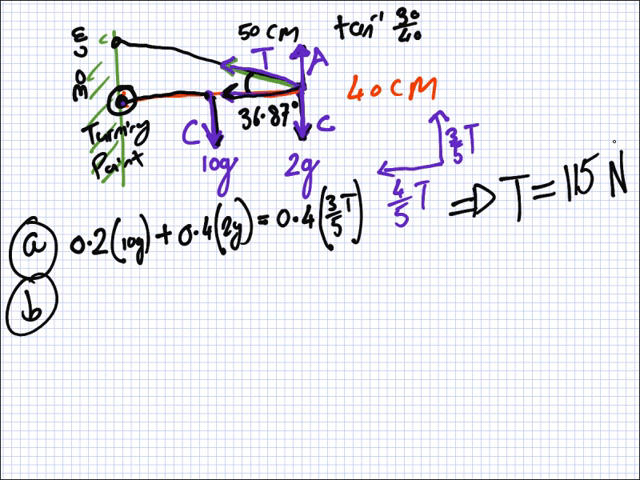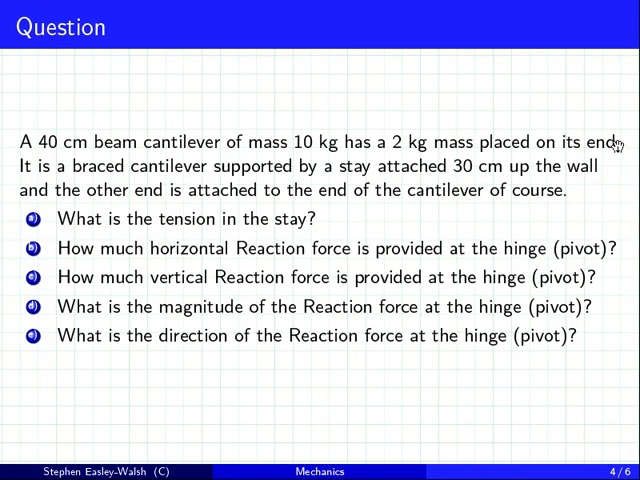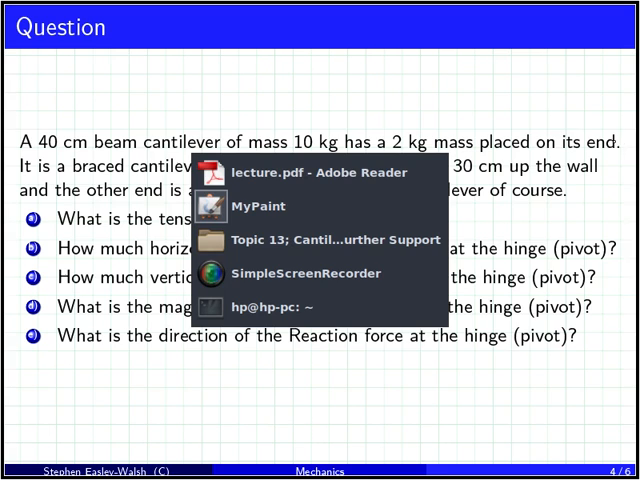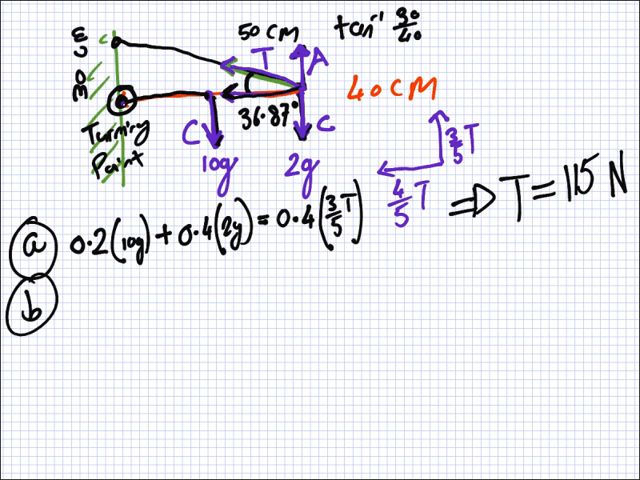Oh, in the question I said there was a 2 kilogram weight at the end of the support. Some object, yeah. Can I continue? B. How much horizontal reaction is provided at the hinge? So actually, there's a reaction here that I haven't drawn. And I wonder if you can tell me, is the reaction horizontally here to the left or to the right?